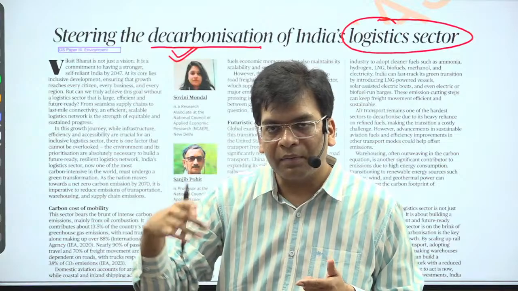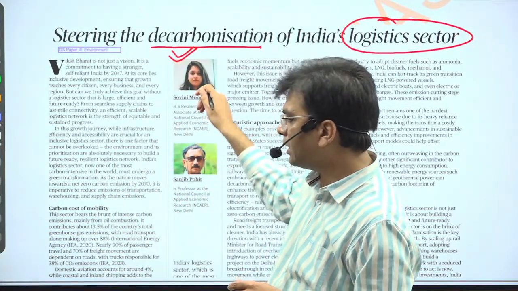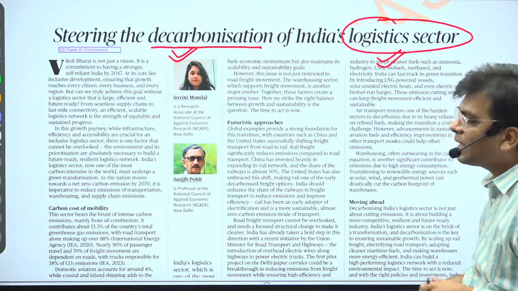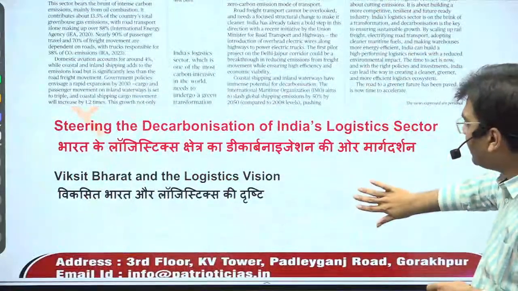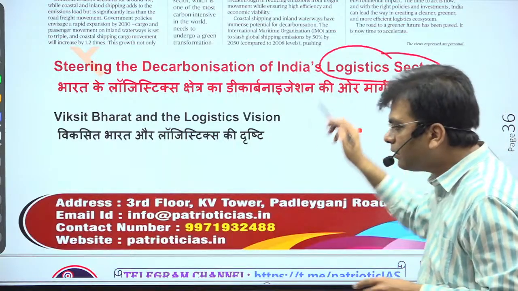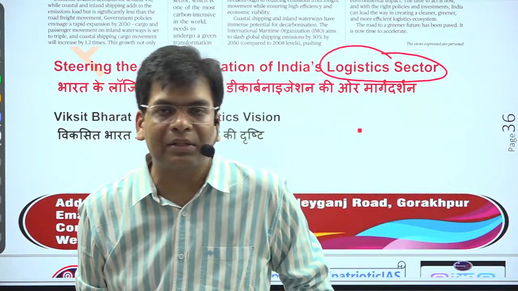Carbonization means you are adding carbon into the environment. So decarbonization, and from where? This is particularly from the logistics sector. What is the logistics sector? Mainly we are talking about the logistics sector. So anyone please give your reply. What is meant by the logistics sector?